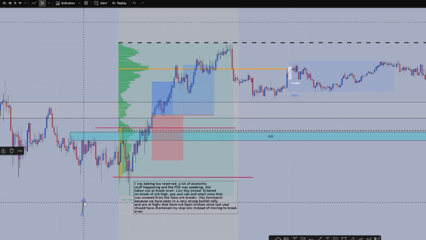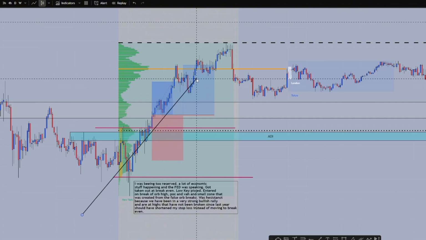So if I move my stops to break even and I get taken out at break even, then it is what it is. I wasn't supposed to be trading today anyway. That's what I was telling myself. And that's what happened. I got taken out to the T, bro. And boom, it would have hit both of my take profits, my 10 point and then my 15 point.